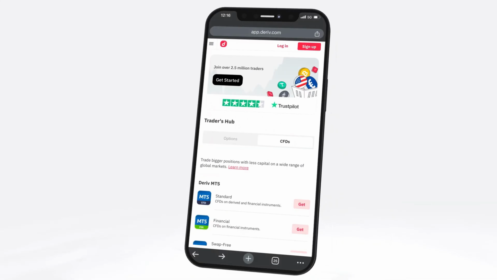Ready to get started? Setting up your Deriv MT5 account is easy. Simply create an account on Deriv, download the MT5 platform, and you're on your way to exploring the markets.